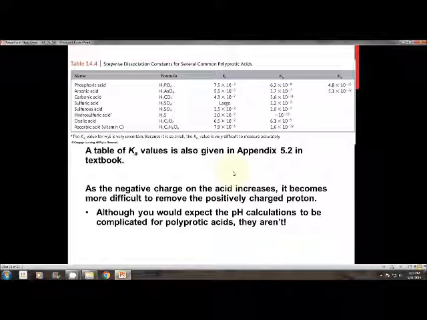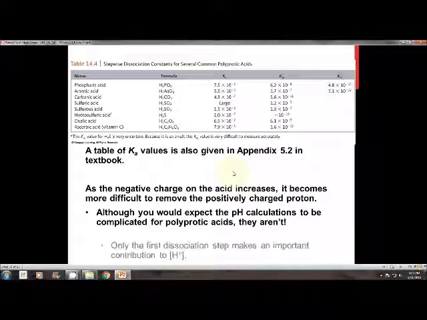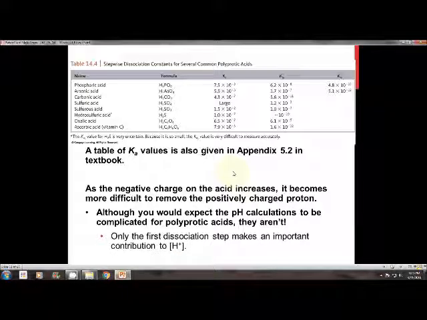So here's table 14.4 that gives you the stepwise constants. There's also a table for Ka's given in appendix 5.2 in your textbook, if you need to look that up. As the negative charge of the acid increases, it becomes more difficult to remove the positively charged protons. Although you would expect the pH calculations to be complicated, they're actually not. Only the first dissociation step makes an important contribution to the H+, and once we solve for that H+, we can use that number throughout the rest.